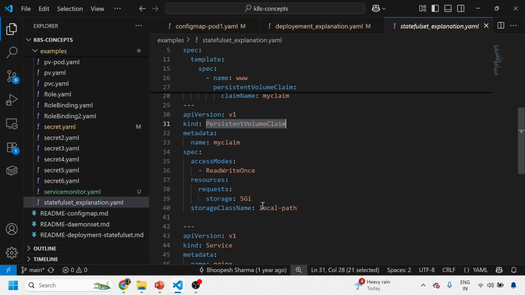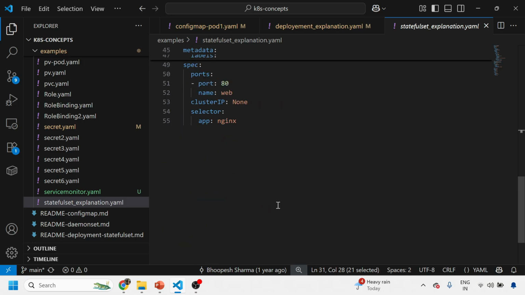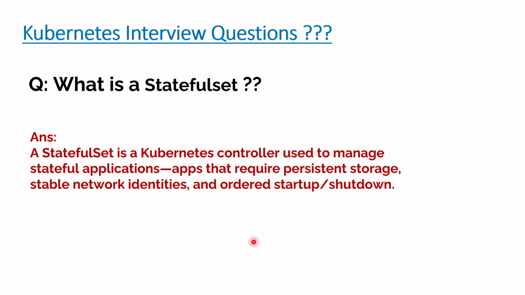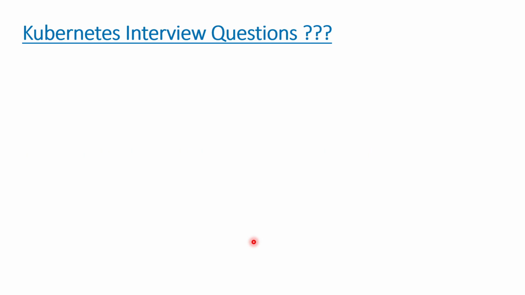But persistent volume is something like a dedicated claim. It has taken 5 GB of claim in the VM, and the PV will get the claim from that PVC. Right. So in short, just remember the stateful set is a controller that helps you do persistent storage, and it is responsible for stateful applications.